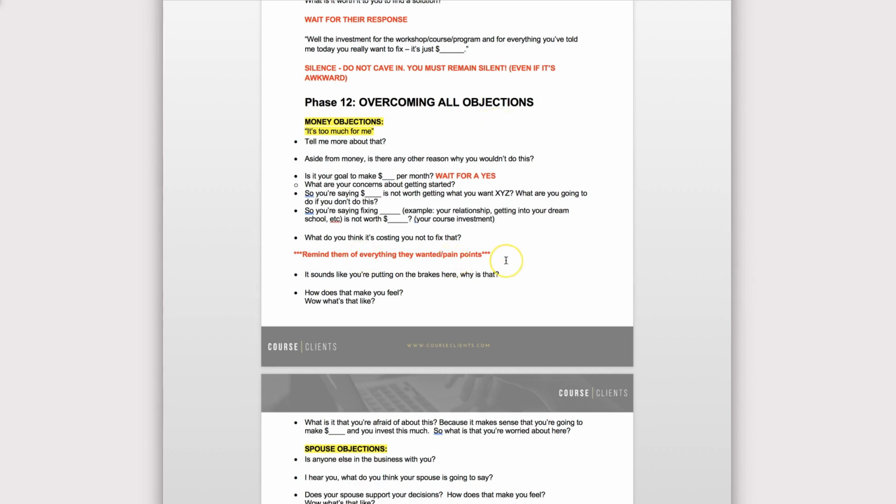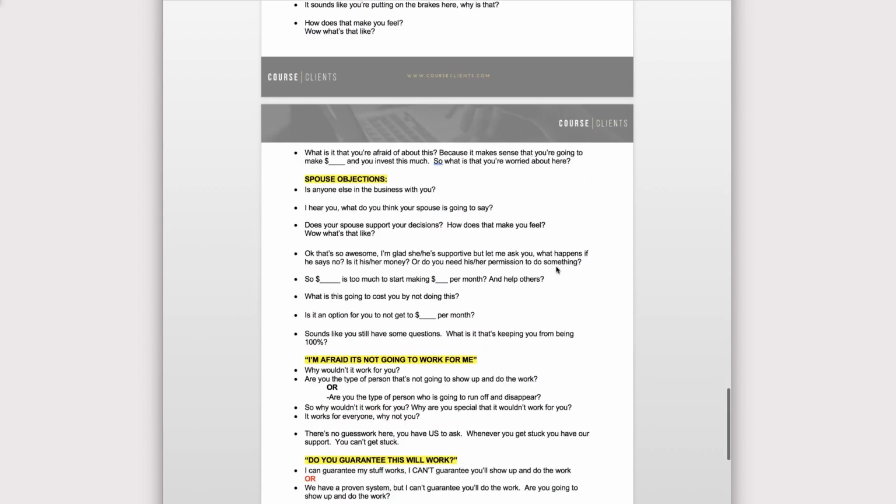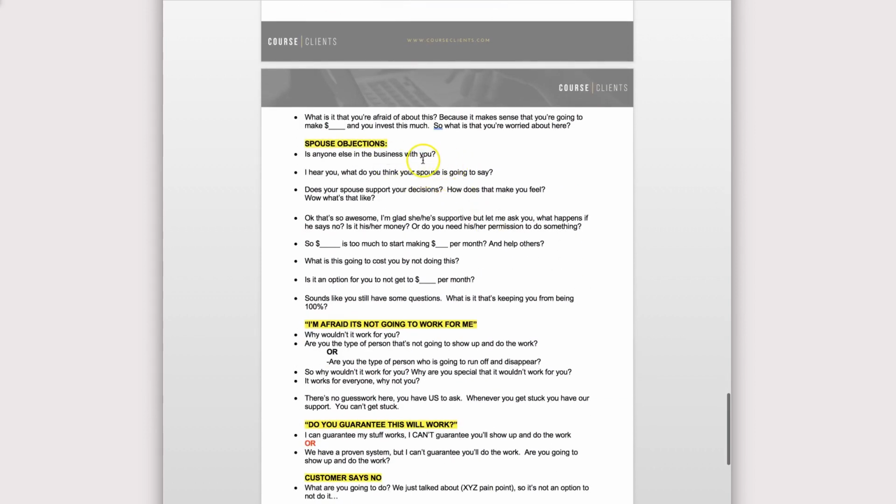So you can remind them. Well, you said you really wanted to get over this girl. You said you really wanted to get into your dream school. You said you really wanted to learn how to close more. Because if you don't, you probably will lose your job, maybe your mortgage, and your wife is definitely unhappy right now. So how does that make you feel? So you're having to remind them again of, hey, remember, this is what you told me. So this isn't worth that. Going down, spouse objections. Is anyone else in the business with you? Or, I hear you. What do you think your spouse is going to say?